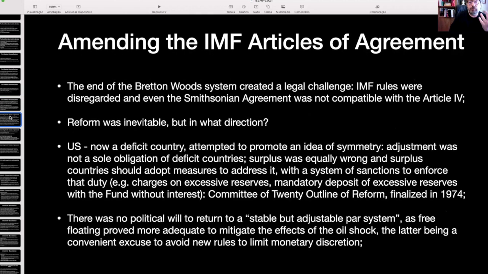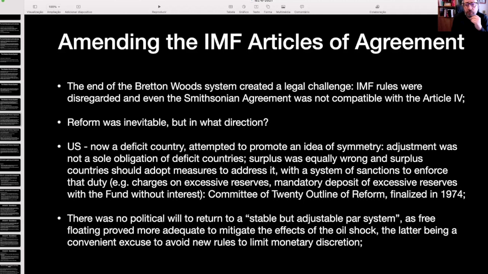So the Articles of Agreement created this legal challenge. We have all these rules in place, but they're not really being followed anymore. So we had to reform the IMF. Now, the question then was, okay, in which direction should the IMF go? Now, the US attempted to promote this idea of symmetry, that adjustment to balance of payments, in case of balance of payments and devaluation problems, should be done by both sides of the equation. That is, both surplus as well as deficit countries. And so that was one of the ideas.